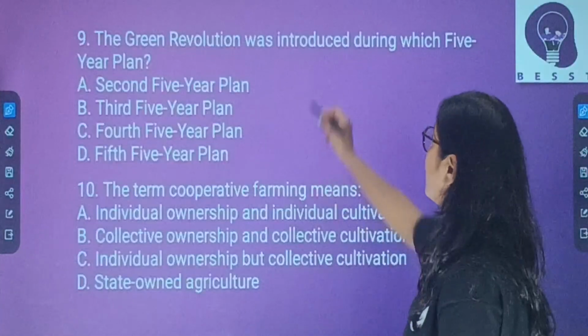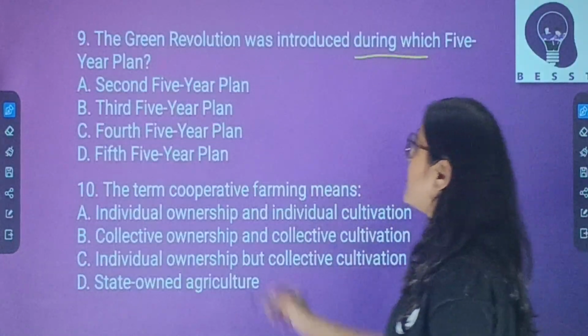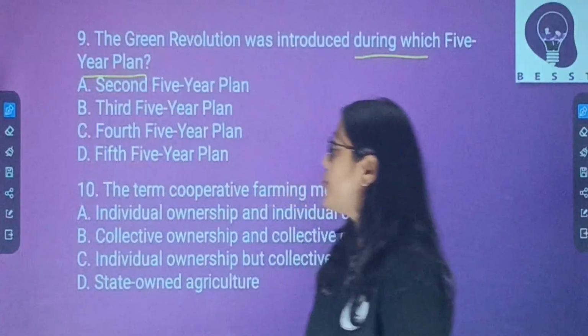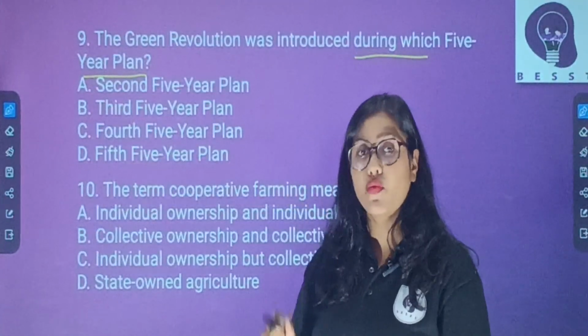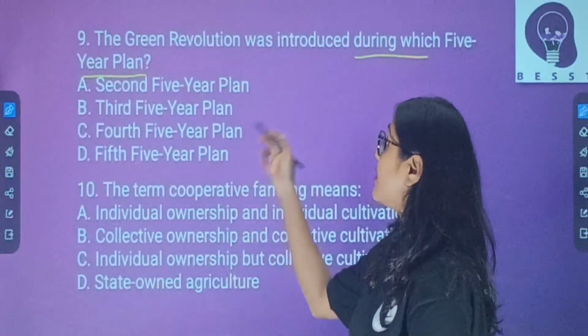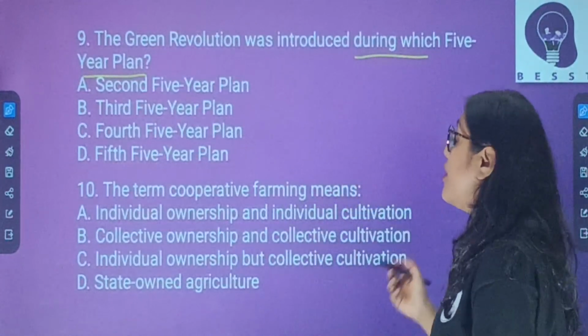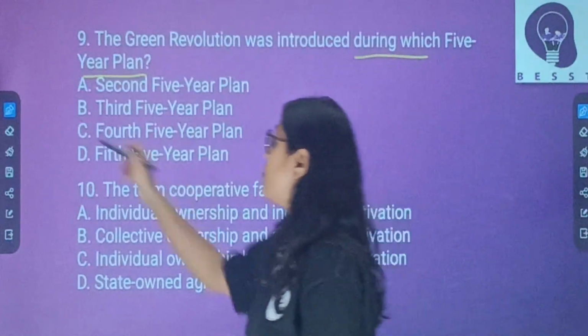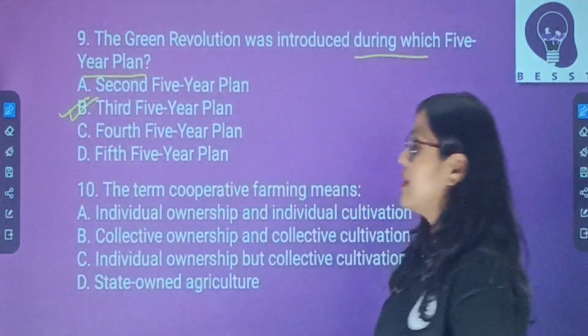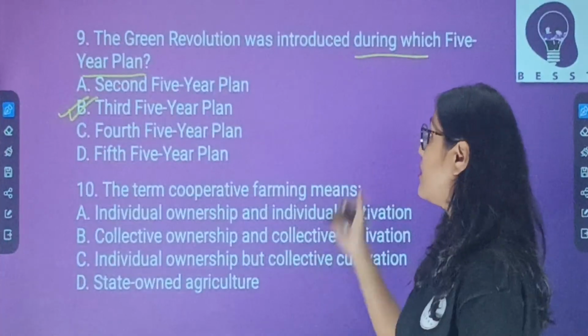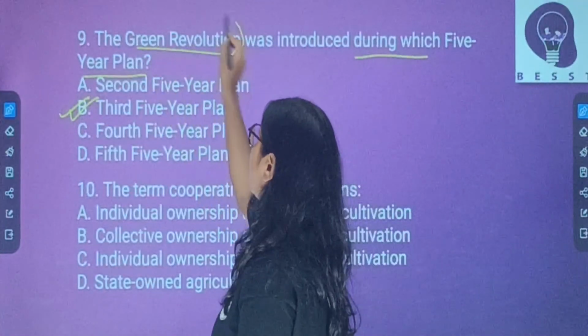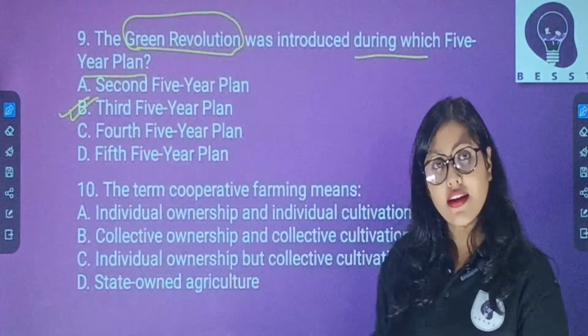The Green Revolution was introduced during which 5-year plan? So in which 5-year plan was the Green Revolution introduced in India? Was it the second 5-year plan? Was it the third 5-year plan? Fourth 5-year plan? Or fifth 5-year plan? So the answer will be option B. It was the third 5-year plan when the Green Revolution was implemented in India.